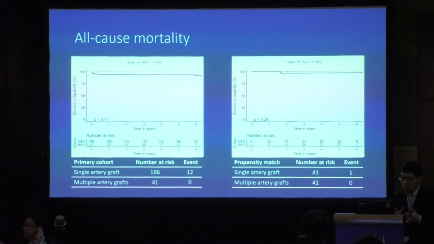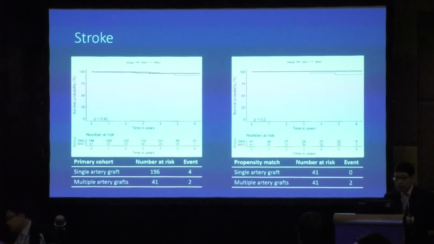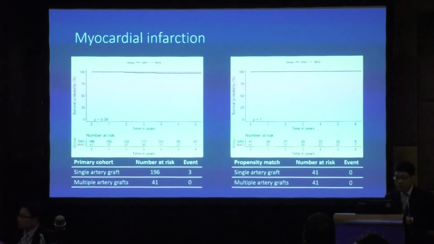Okay, the primary endpoint. Median follow-up time is 5 years. On the left, the primary cohort, on the right, propensity match. As demonstrated in the Kaplan-Meier curve, 5-year mortality was not different in the multiple arterial group compared with the single arterial group. For the secondary endpoints, stroke rate was not different at 5 years. Myocardial infarction rate was not different at 5 years.